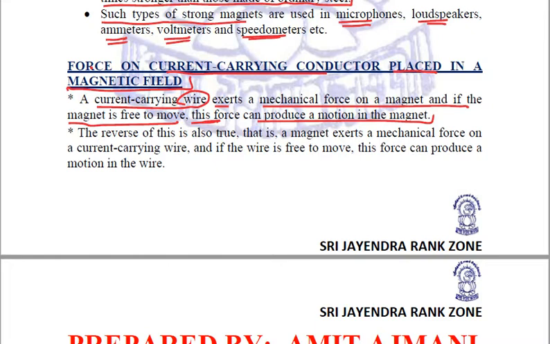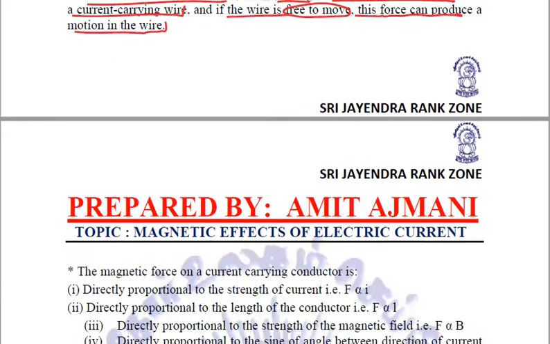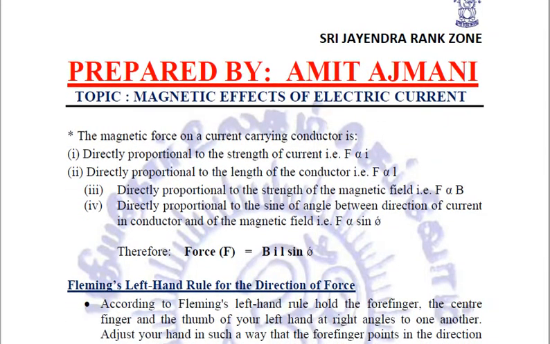If we take the reverse of this statement, that is also true, meaning that if a magnet exerts a mechanical force on a current carrying wire, and if the wire is free to move, this force can produce motion in the wire. This concept is used in motors. We'll see later on. Now the magnetic force on a current carrying conductor depends on the strength of the current and the length of the conductor.